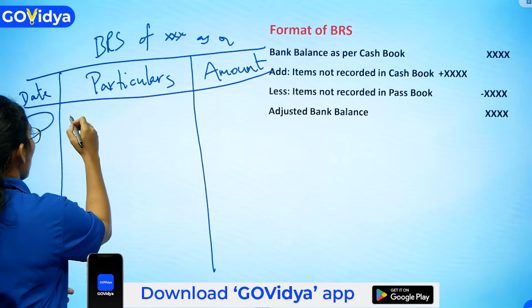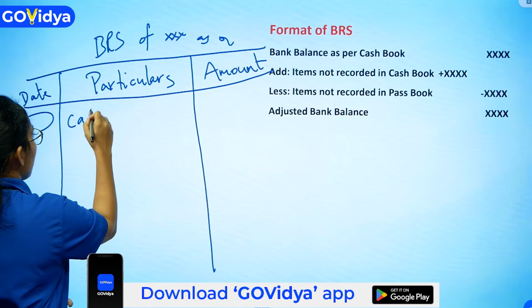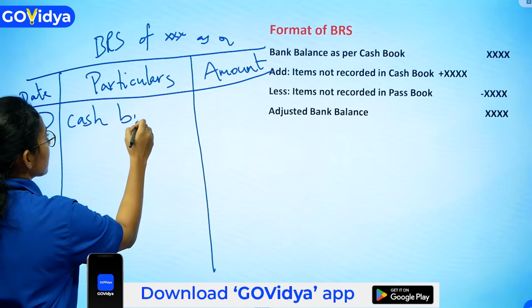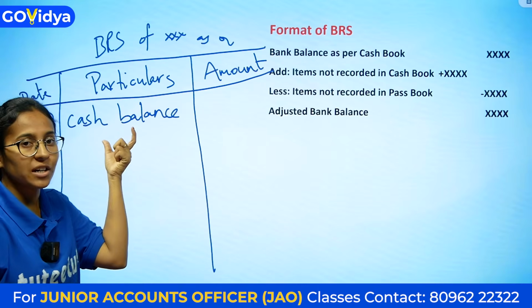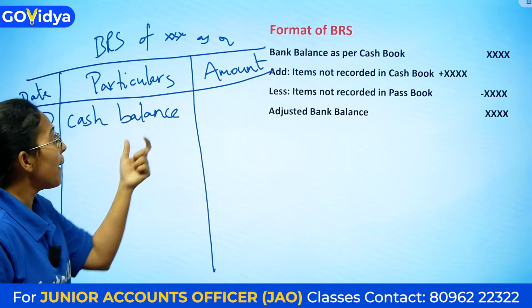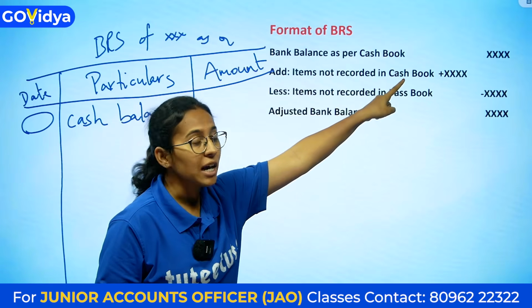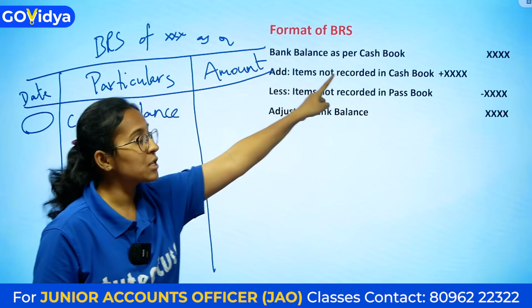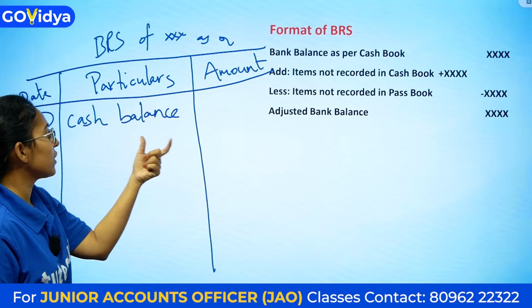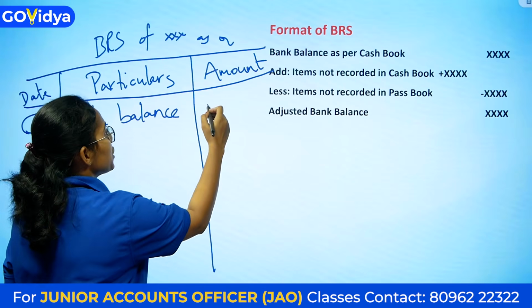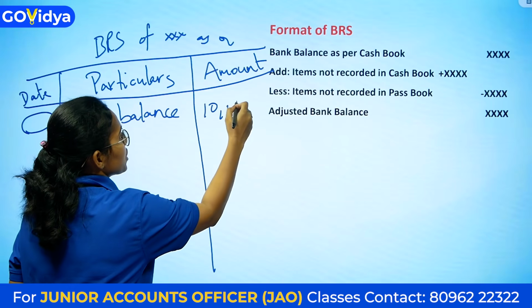Now, at the top we have to write cash balance or the bank balance. Okay, so I am writing it as a shortcut, but you have to write it as bank balance as per the cash book or bank balance as per the passbook. Clear? So like that you have to mention it. Okay, so cash balance we have to mention. Let's say 10,000 we are mentioning.